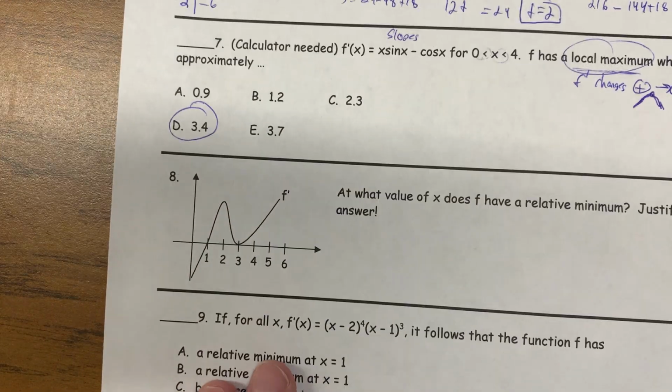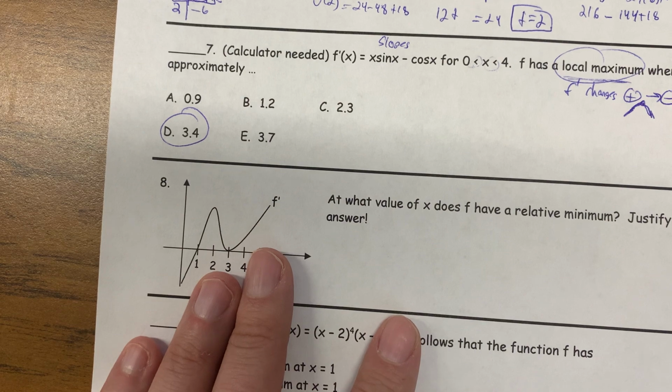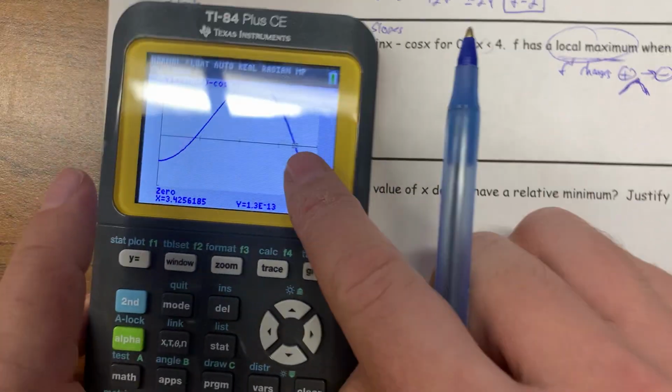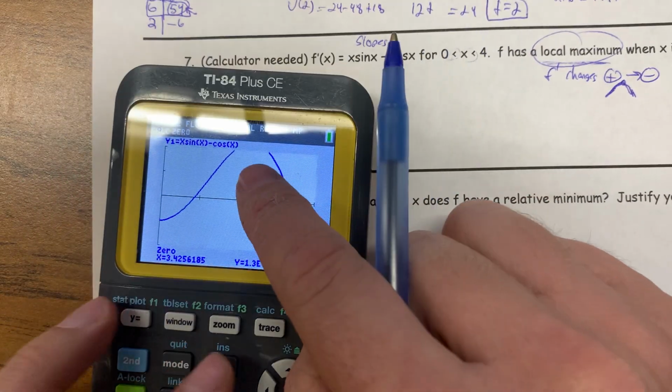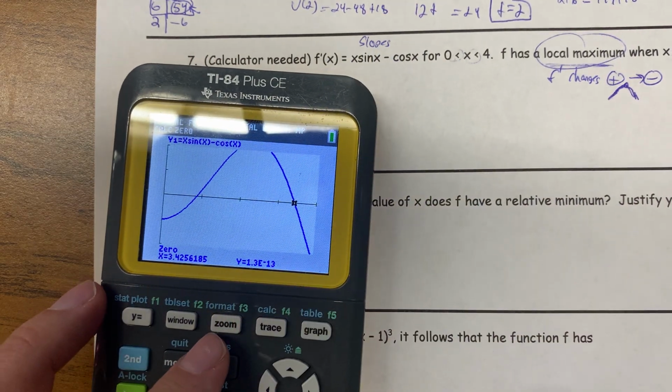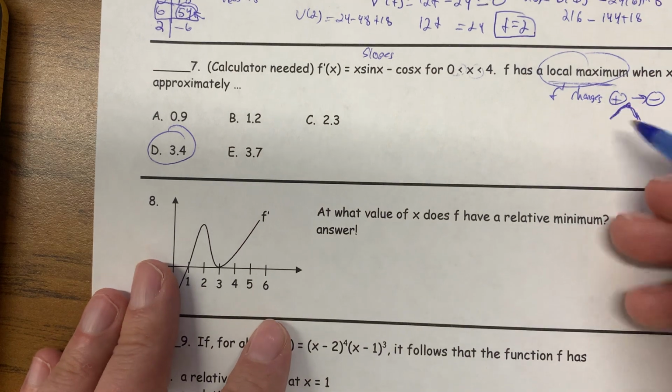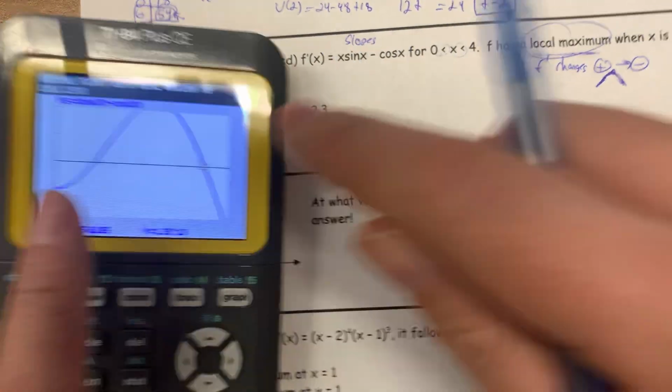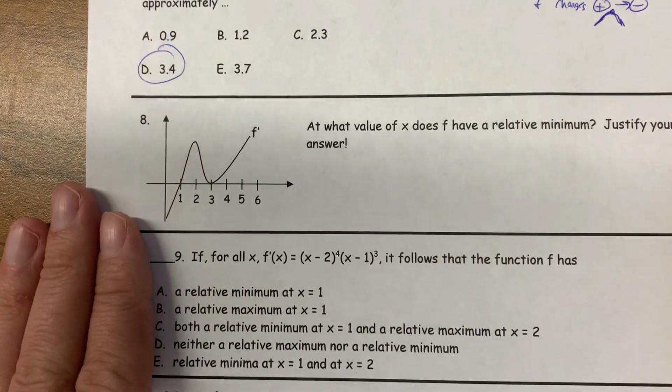So at x equals 3.4, there's a local maximum because f prime changed from positive to negative. Notice, I think some kids will answer like where this has a maximum. That's not what we're looking for. We're looking for where f has a maximum, which is when the slopes are changing from positive to negative. This takes a little while to get used to, but then we get good at it.